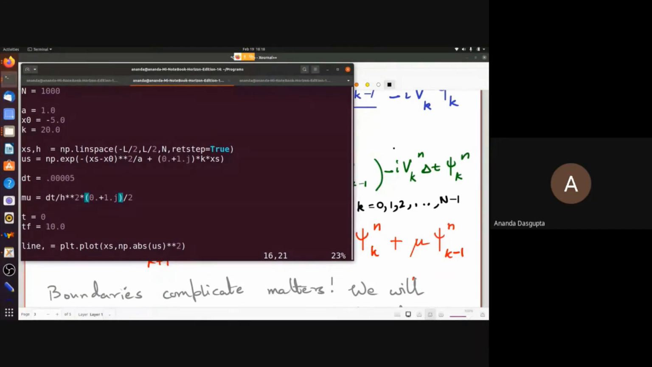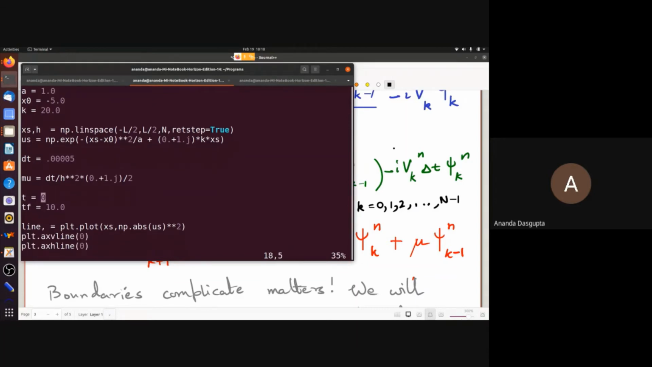I delta t by 2 delta x square. That's it. Now the best way of writing this, maybe I should have clubbed them properly. But anyway, this is I delta t by delta x square by 2. So there's just mu, the mu that I'm using here. And then I say, okay, we start at t equal to 0, we will stop at tf equal to 10.